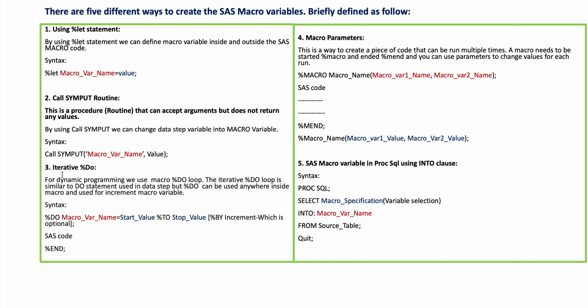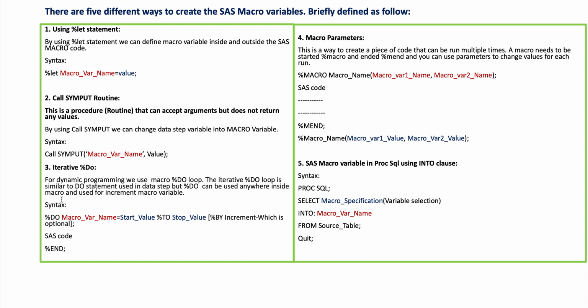Number 3, iterative %do. This is the third method. For dynamic programming, we use macro %do loop. The iterative %do loop is similar to do statement used in data step, but %do can be used anywhere inside macro and used for increment macro variable.